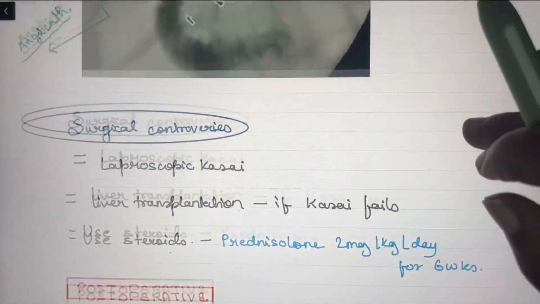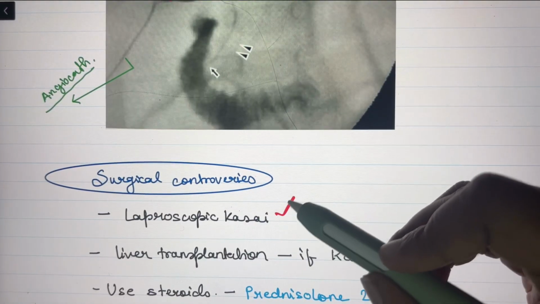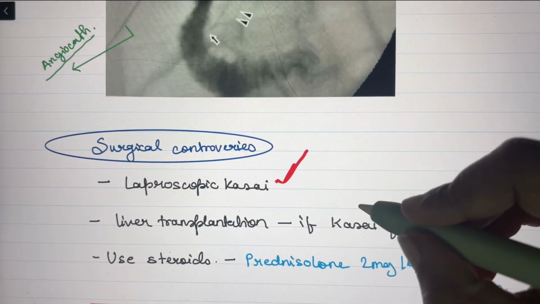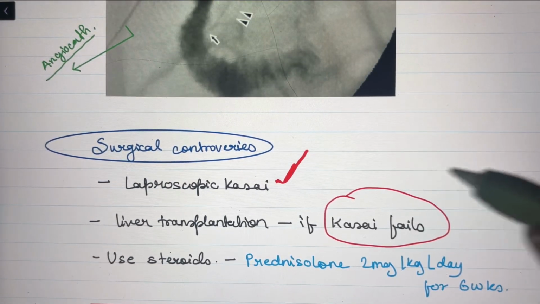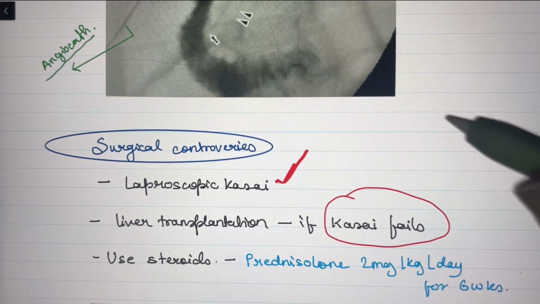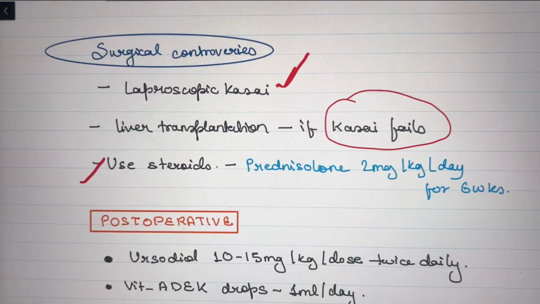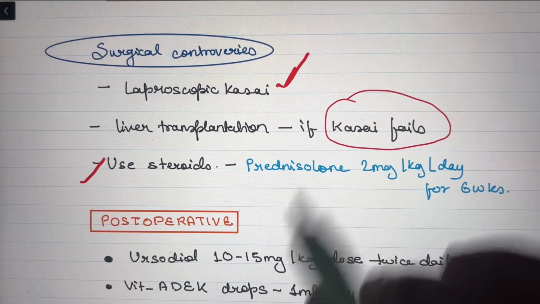So the surgical controversies are: laparoscopic Kasai procedures are still limited, not much done even today. If there is failure in Kasai procedure, or even after Kasai procedure the child still develops jaundice, then we have to think of liver transplantation. And use of steroid is still controversial. Some surgeons still use steroids, that is prednisolone, 2 mg per kg per day for 6 weeks, and this is slowly tapered and then stopped.